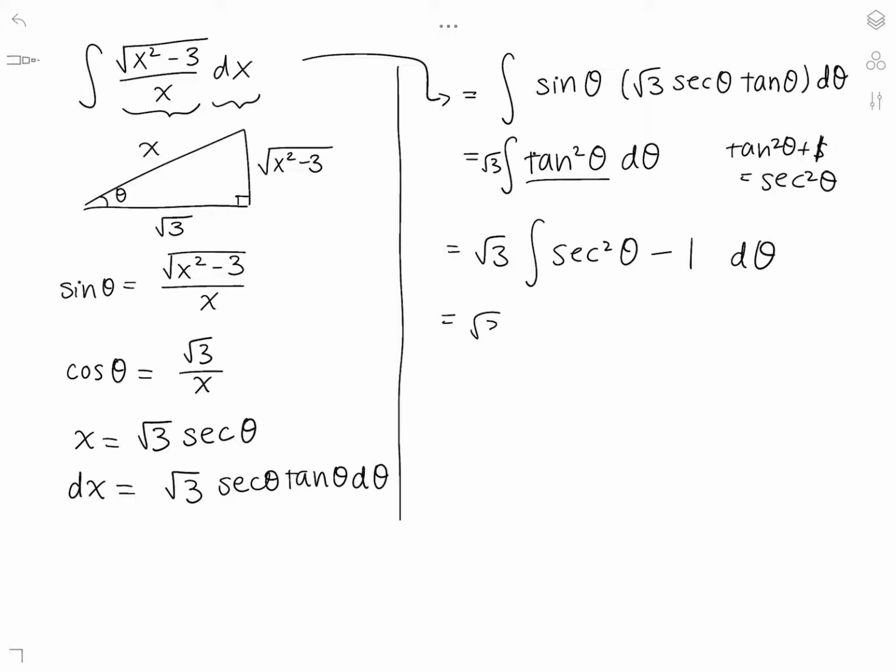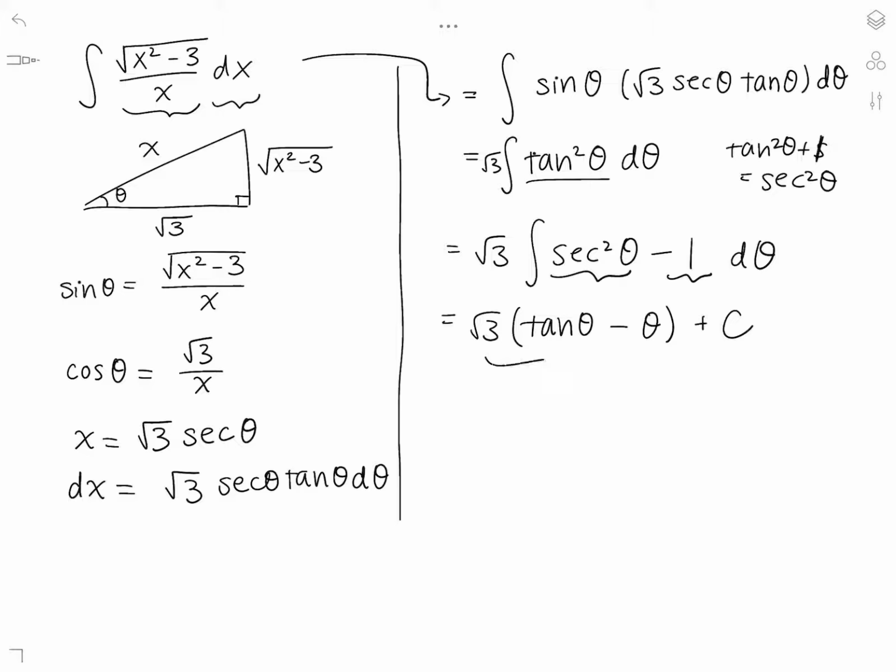Now, when we're evaluating this, we take each term. So we have the integral of secant squared theta, which we know is going to be tangent theta, minus 1. When we integrate 1, we just get theta, so minus theta, plus some constant c, since we don't have any limits, so it's an indefinite integral.